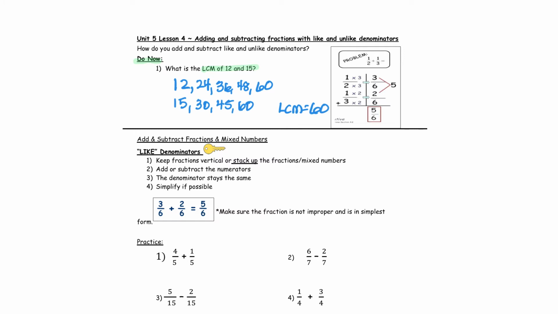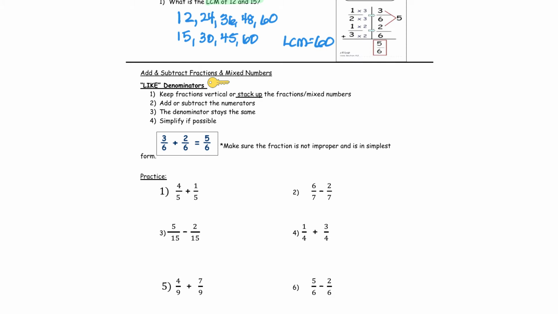And as you can see, the LCM of 12 and 15 is 60. The strategy that we use: find the multiples of the larger number first so that you can look at the smaller number and determine, does that number go into the larger number as you're going through the multiples? Let's take a look at today's lesson.